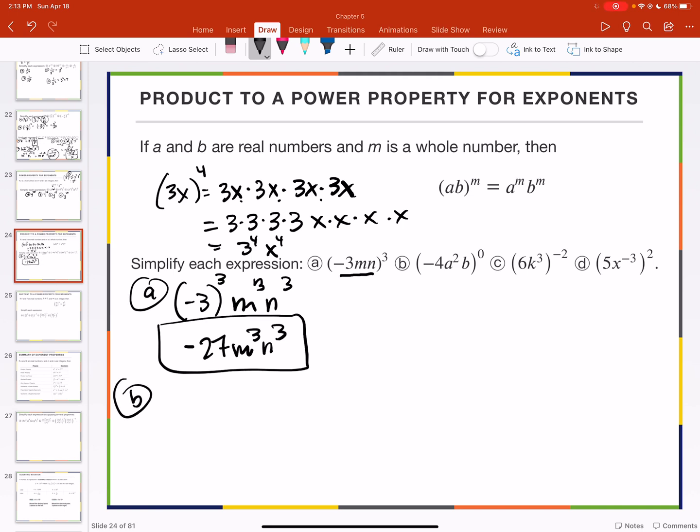How about B? Oh, that's a nice one. Negative 4a squared b to the 0. Since this 0 applies to all of this, that's just equal to 1. Okay.